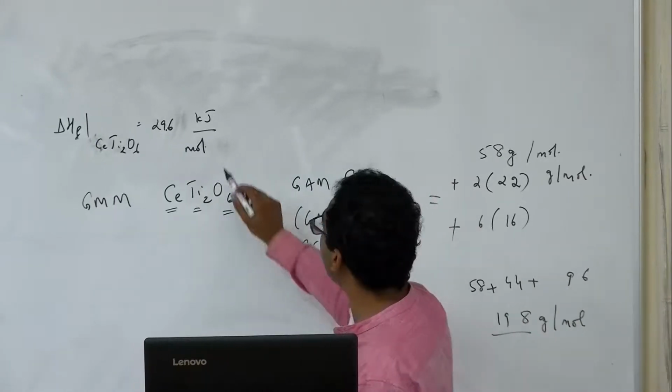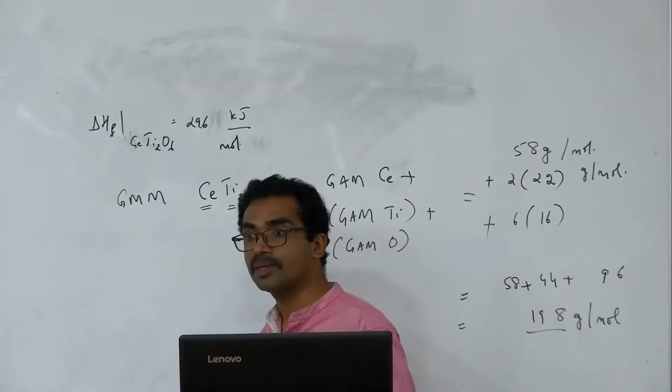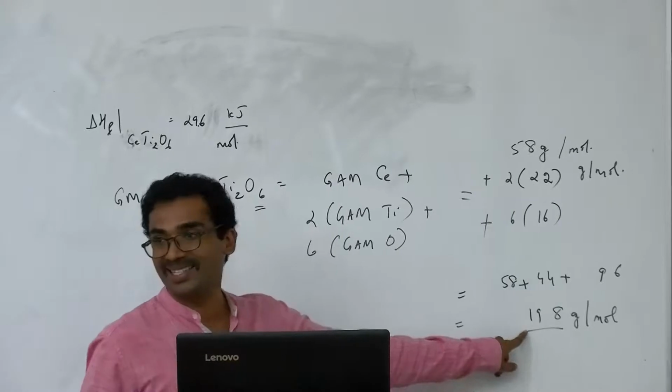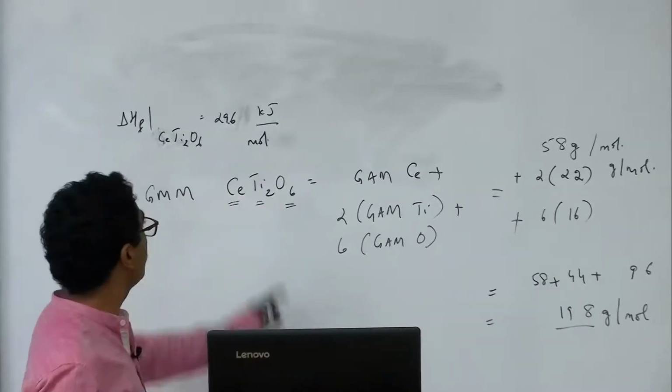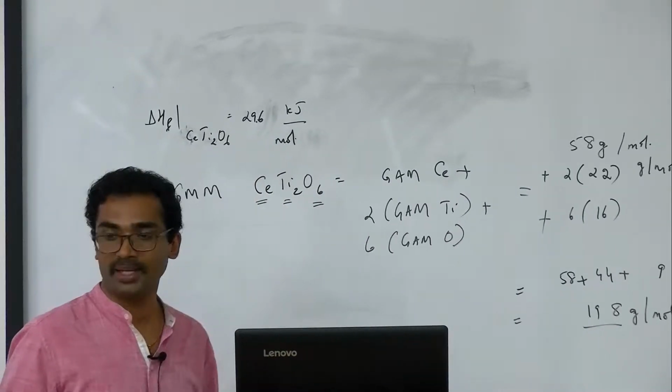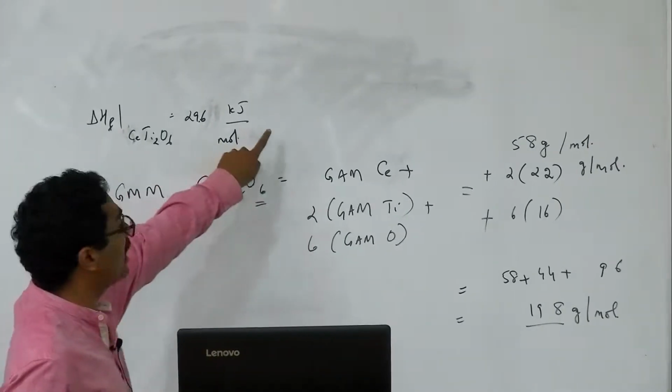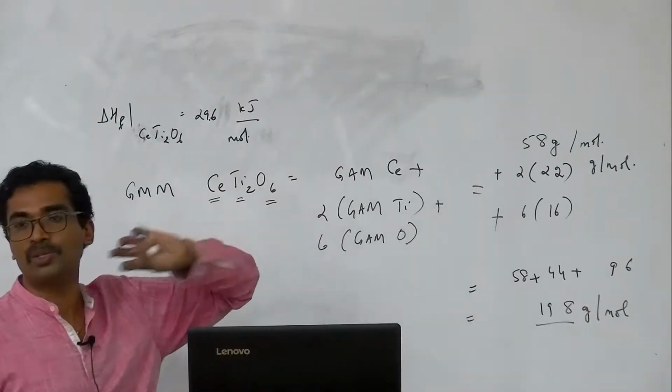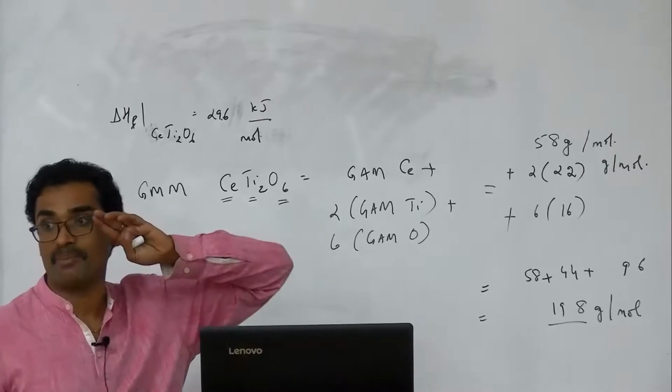1,000. So, how many moles are there in 1 kilogram? 1,000 divided by 198. So, that's roughly 5. Correct? So, you have 5 moles. So, this multiplied by 5. So, roughly 150 kilojoules per kilogram.